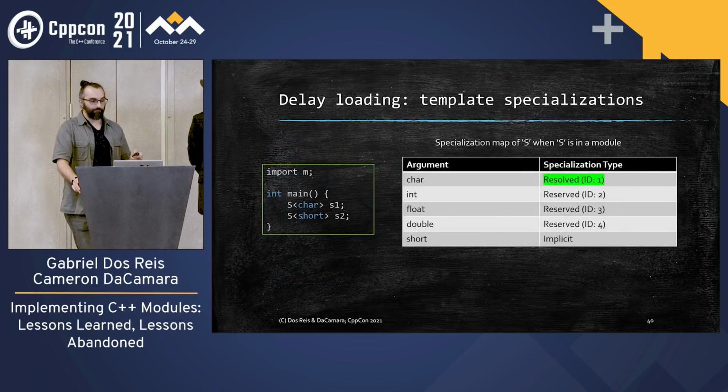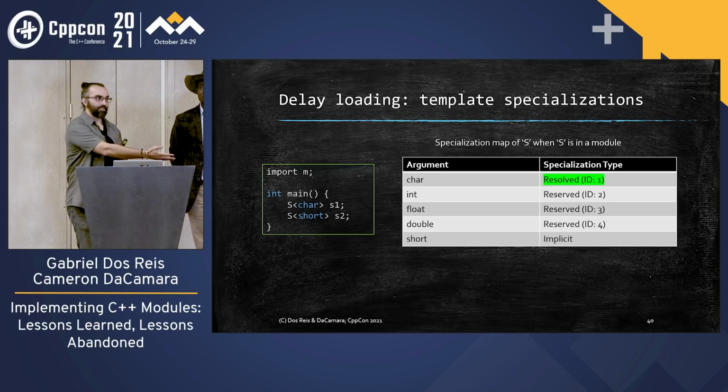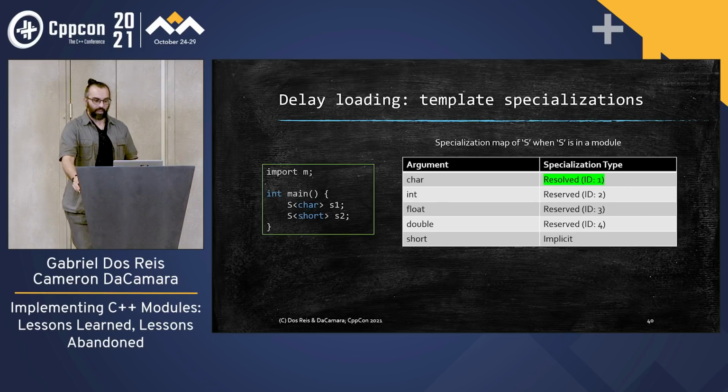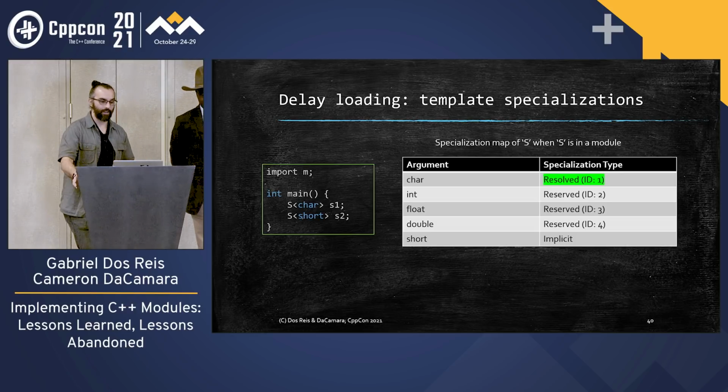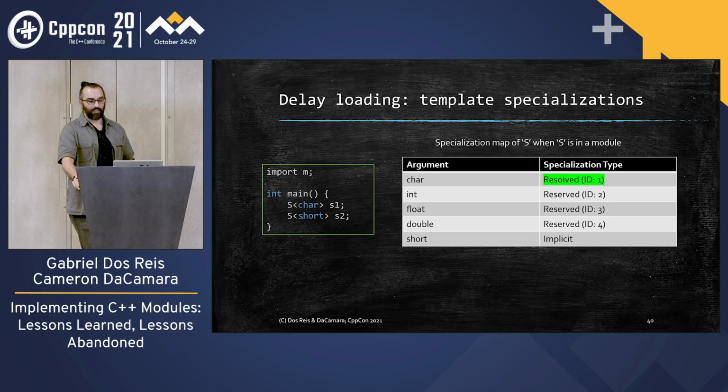On the import side, we have import M, and when the user says, I want to specialize S of char, it says, oh okay, I have that template specialization. It's a delay load specialization, so I need to ask the modules code to materialize this for me. You give it the ID of that specialization type, and it comes back with a symbol. That's how we get this resolved explicit specialization here. The other ones are still reserved. We haven't done anything to them yet. And of course, implicit instantiations are the same as they had been before.